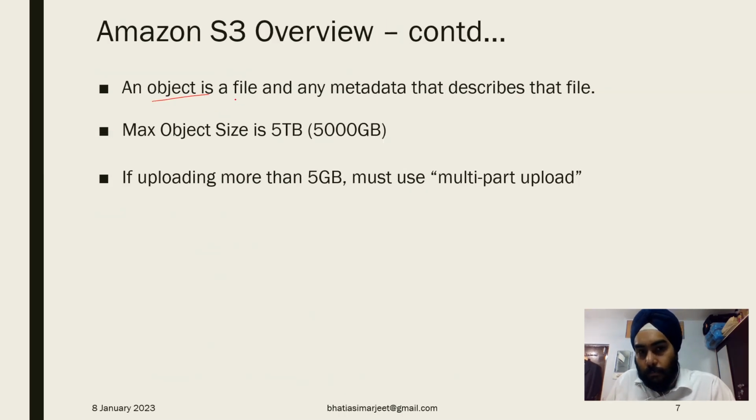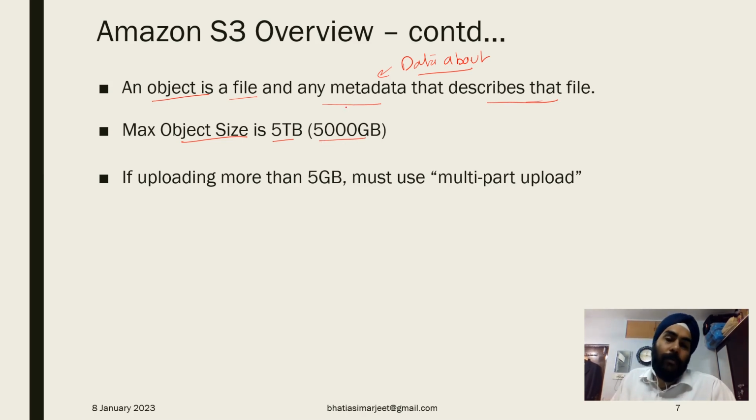Again, an object is a file and any metadata. Metadata means data about data. I will discuss this in detail when we create a bucket. That means an object is a file or any metadata that describes that file. It can be data about data, or a file that describes it. And the maximum object size in the S3 service is 5 TB, roughly 5000 GB, not to be specific here. So 5 terabytes is the maximum object size. That means a single object can be up to 5 terabytes.